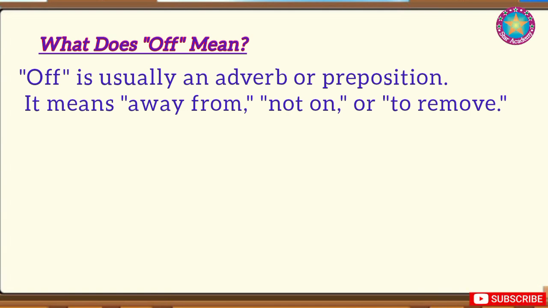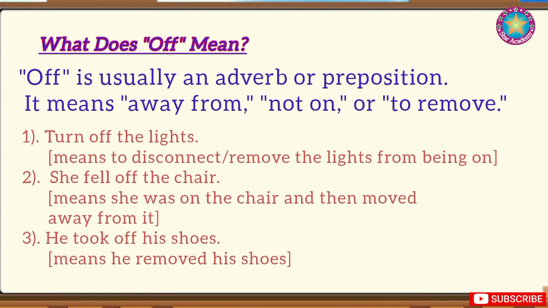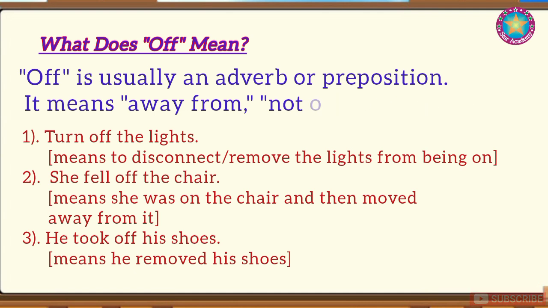For example, when we say turn off the lights, off means to remove or disconnect lights from being on. When we say she fell off the chair, off means she was on the chair and then moved away from it. And when we say take your shoes off, off means to remove your shoes. Whenever you hear off, think about something being separated, removed, or distant from a position.